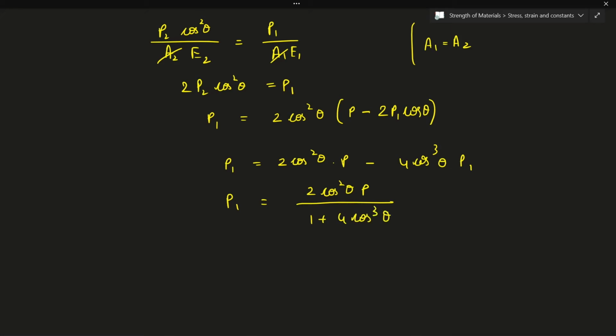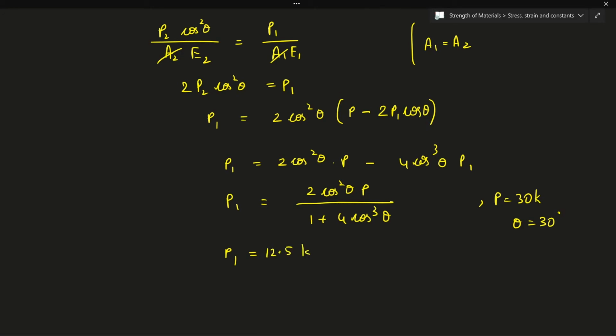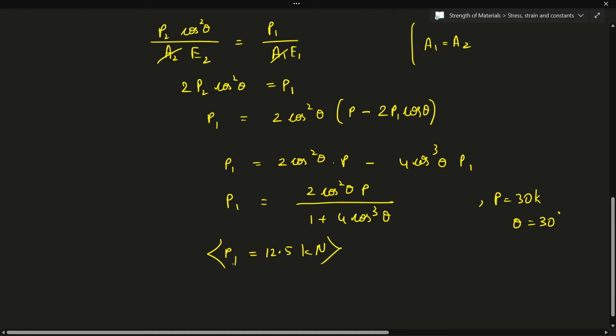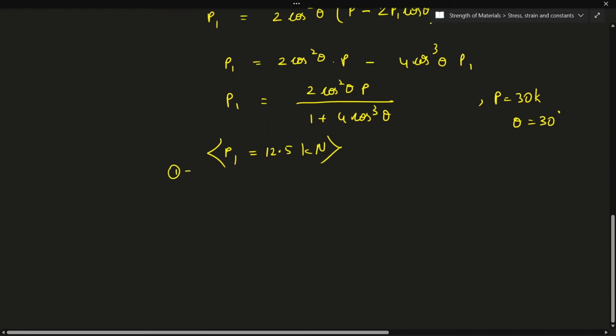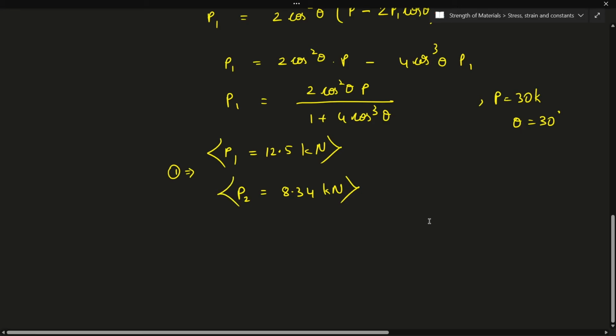Now if I substitute the value of theta and simplify that, P is given as 30 kilonewton and theta is given as 30 degrees. If I substitute these two, the P1 value will be given as 12.5 kilonewton. Now upon substituting this value in equation number 1, P2 will be given as 8.34 kilonewton. Right, so this finishes up this problem.